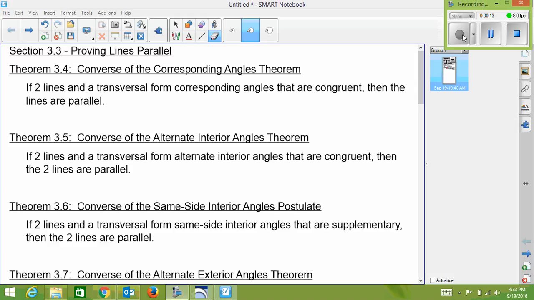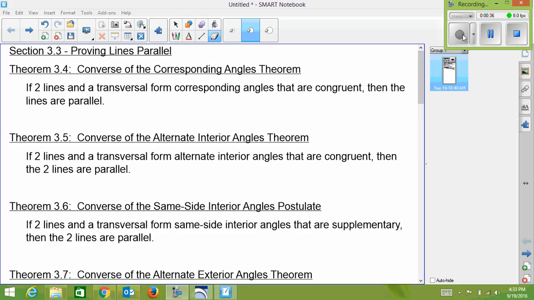The converse of the corresponding angles theorem. Converse, remember, basically means opposite. So if two lines and a transversal form corresponding angles that are congruent, then the lines are parallel. And if you remember from the section before, the corresponding angles theorem said if two lines are parallel, then the corresponding angles would be congruent, so it's like the opposite of what this said.